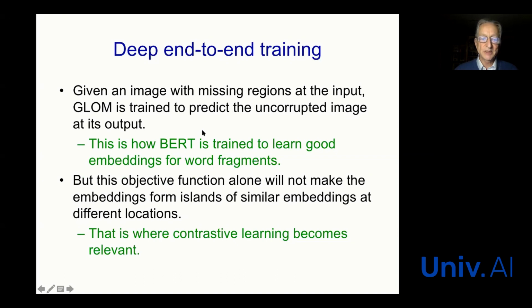We can do deep end-to-end training, which is what I just described, of getting it to fill in missing parts of an image. But you can make that more effective and make it better at forming islands by using contrastive learning, like in SimCLR. And the way contrastive learning would work in Glom is this.